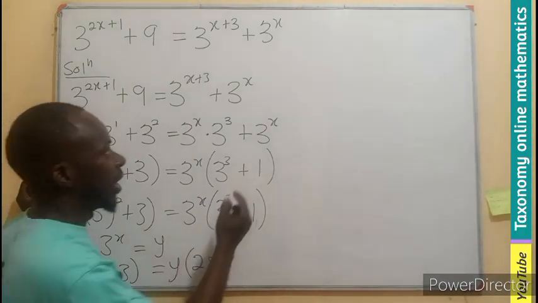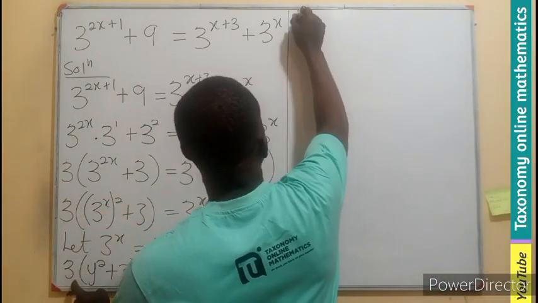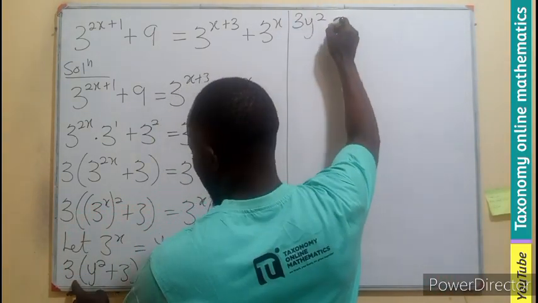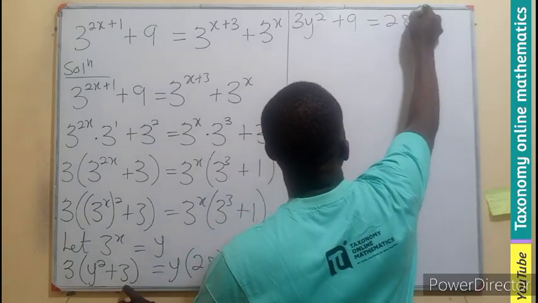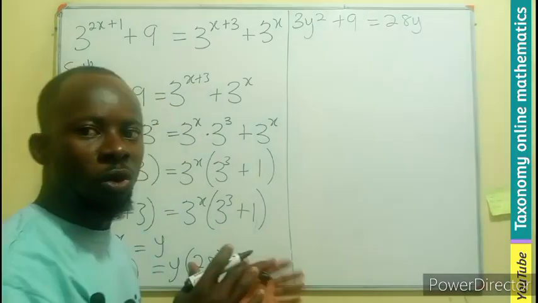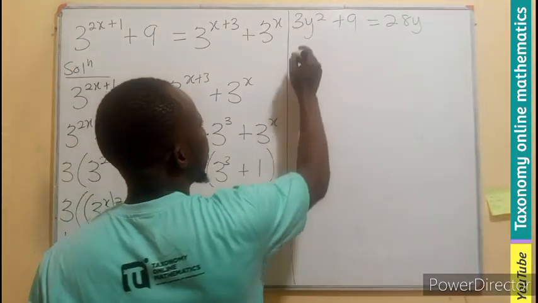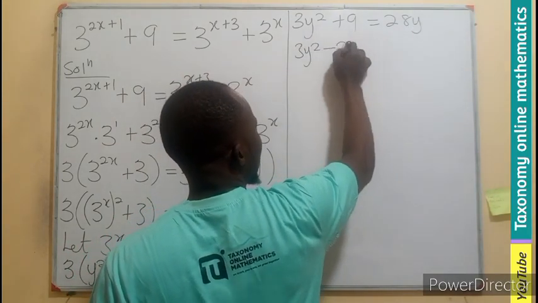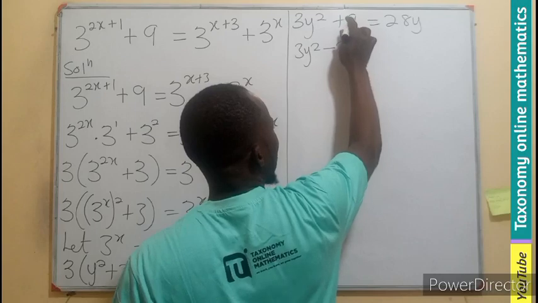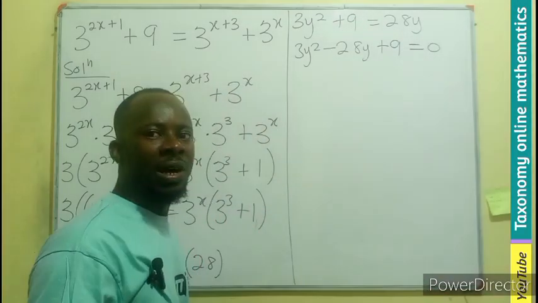Let's expand this bracket. So this gives us 3y squared plus 9 equals 28y. Let's group like terms because I'm seeing a quadratic term. So this becomes 3y squared. This is coming all the way, minus 28y. 9 is already here, so plus 9 equals 0.